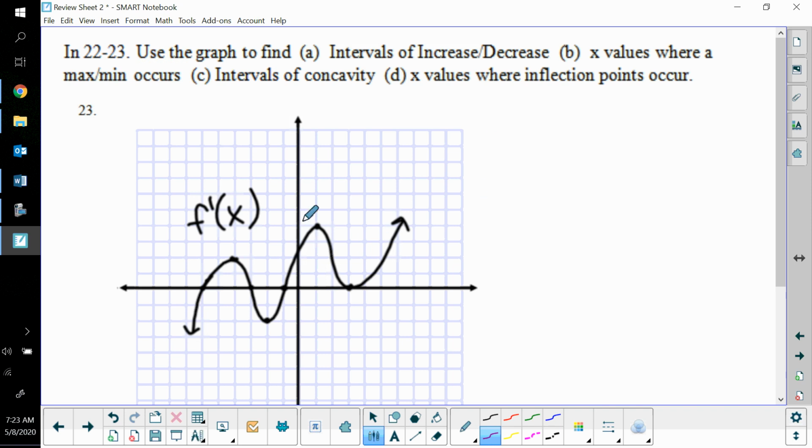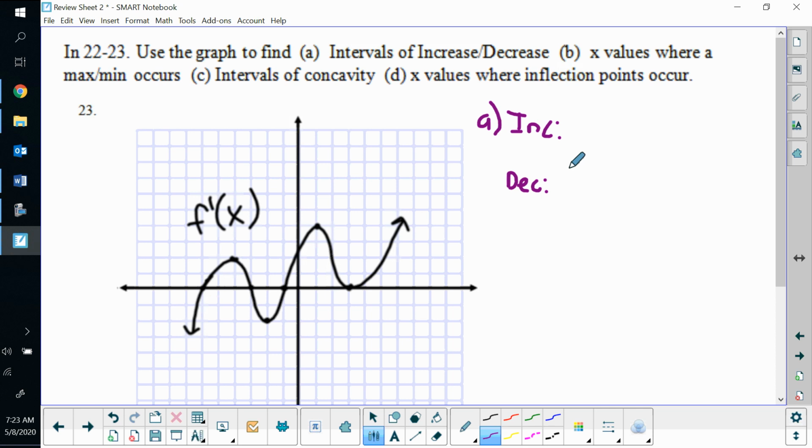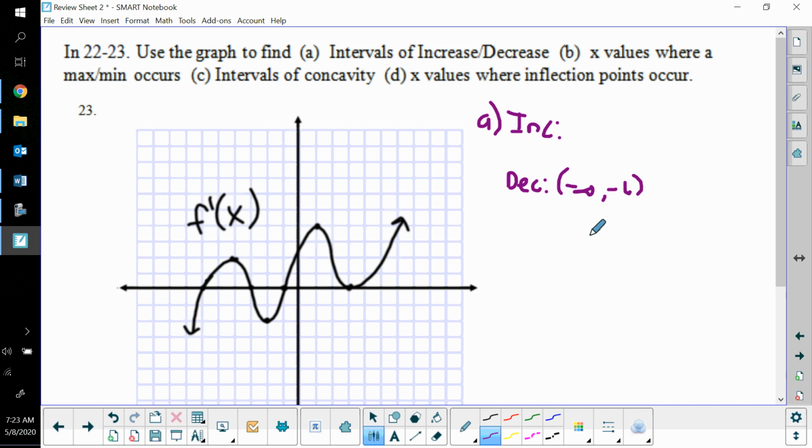the y value in the f prime graph tells us where the original graph increases and decreases. When a derivative is positive, that means the original is increasing. When the derivative is negative, that means the original is decreasing. So the first section we have is a negative section. So from negative infinity to negative 6, we have a decrease section.